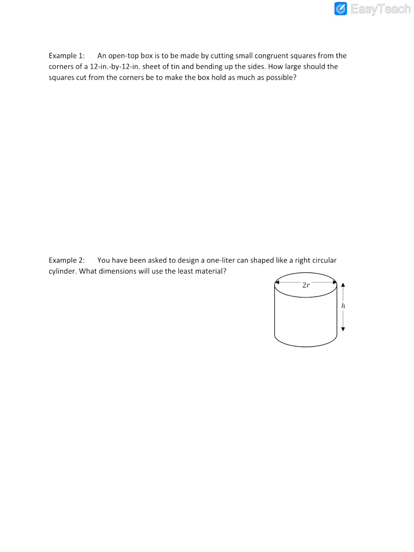Okay, so let's just read it one more time. An open top box is to be made by cutting small congruent squares from the corners of a 12 by 12 inch sheet of tin and bending up the sides. How large should the squares cut from the corners be to make the box hold as much as possible? All right, so we're going to go ahead and draw a picture.